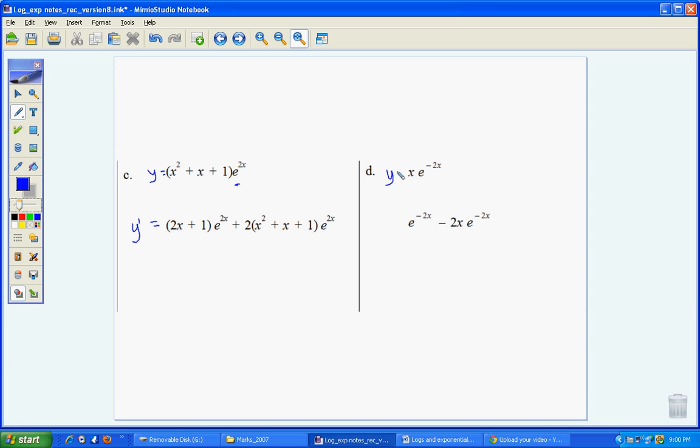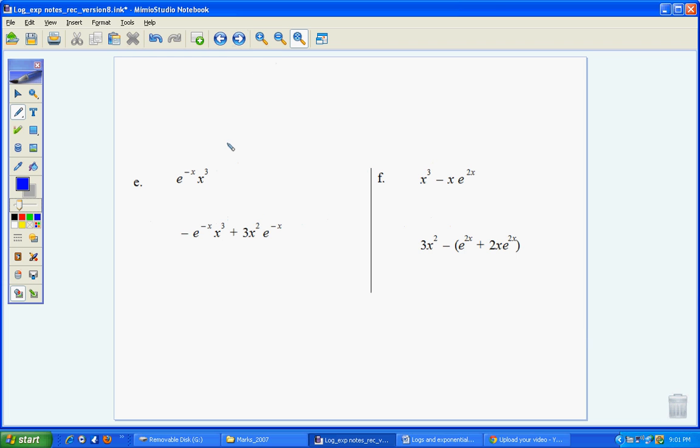So the next one, x e to the minus 2x, so the derivative of x is just 1. So that's why we don't see anything, we just get the second function e to the minus 2x, because really it's just 1 times e to the minus 2x. And then the derivative of e to the minus 2x would be minus 2e to the minus 2x, so there's your minus 2e to the minus 2x, and that's multiplied by the first function, which is x. So if we apply the product rule, we shouldn't have too many problems.